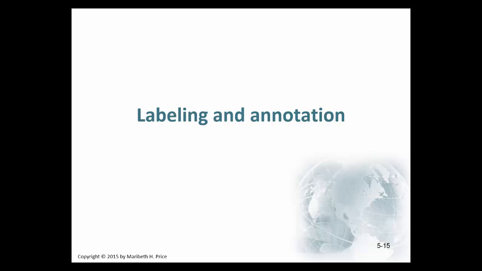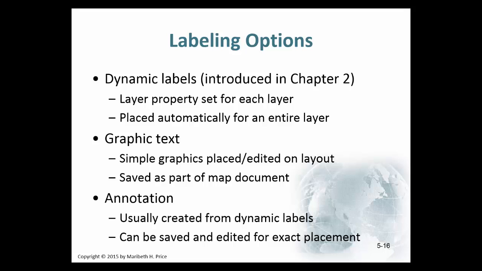Labels and annotation can be found on almost every map. Dynamic labels are set by the Label tab in the Layer Properties and are based on attribute fields. They are placed automatically by the software and you have limited control over where they end up. Graphics text can be placed anywhere on the map using the text tool found on the Draw toolbar. You have complete control over their appearance and location, but they're no longer linked to attributes.